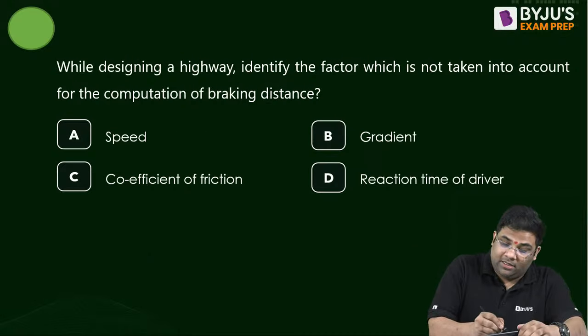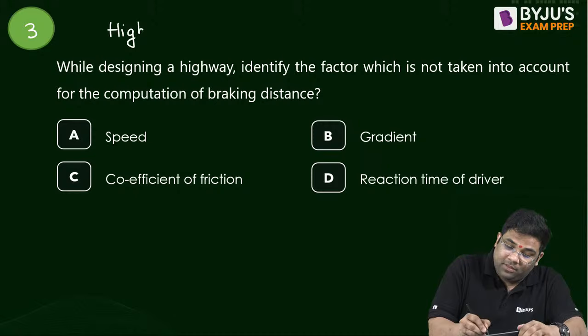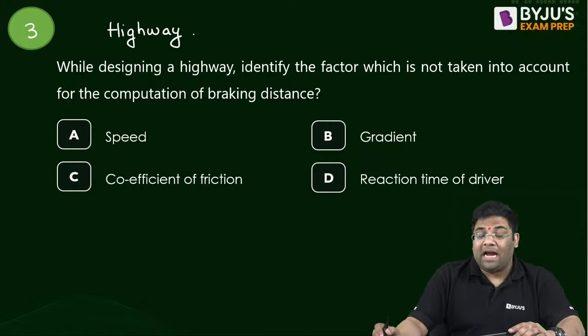Third question from your highway engineering. Please answer this question. While designing a highway, identify the factor which is not taken into consideration for the computation of braking distance. Please answer fast. Which is not considered?